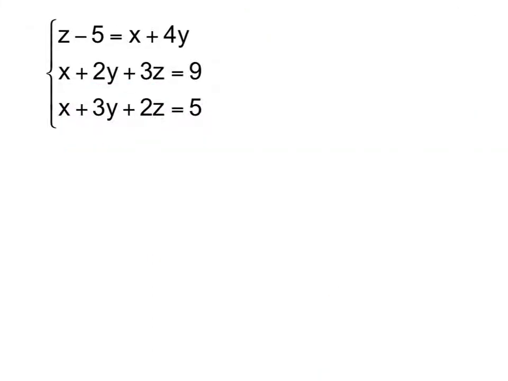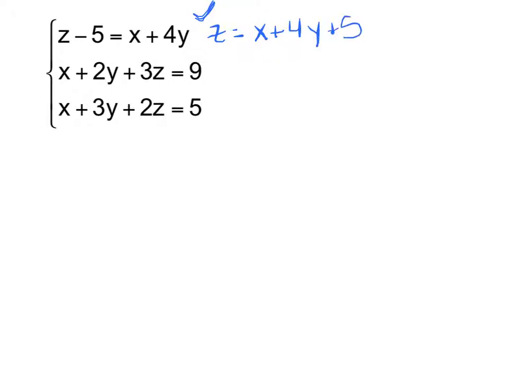Alright, another system of 3 variables, and we're going to think about using substitution. For substitution, we need to have a variable all by itself. Do we have a variable by itself? We actually don't, but we can certainly get a variable all by itself pretty quickly in any of the 3 equations. I'm going to focus on this top one. I see that all I need to do is add 5 to both sides, and I'm going to have z. So z equals x plus 4y plus 5.